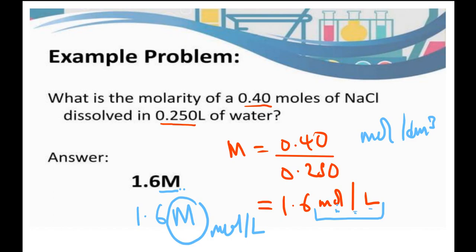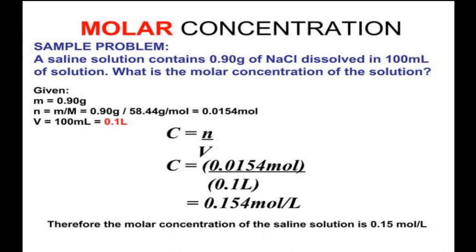Let's look at another example here. In this example, a saline solution contains 0.9 grams of sodium chloride dissolved in 100 milliliters of the solution. What is the molar concentration? Notice that we have milliliters there, so we have to convert these to liters. What do you do to convert the volume to liters? You get your milliliters and you divide them by 1000. So your volume here will just be 0.1 liters.